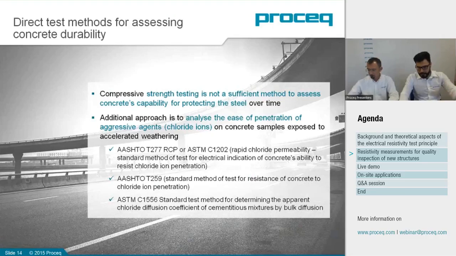Initially, the guidelines and the standards, so we talked about the importance of the standards and why some of these were developed. The approach was to penetrate some sort of aggressive agent, in this case chloride ions, into concrete samples exposed to accelerated weathering conditions. And then they defined some sort of correlation between what they do in the lab and a comparison to the existing construction, for example.